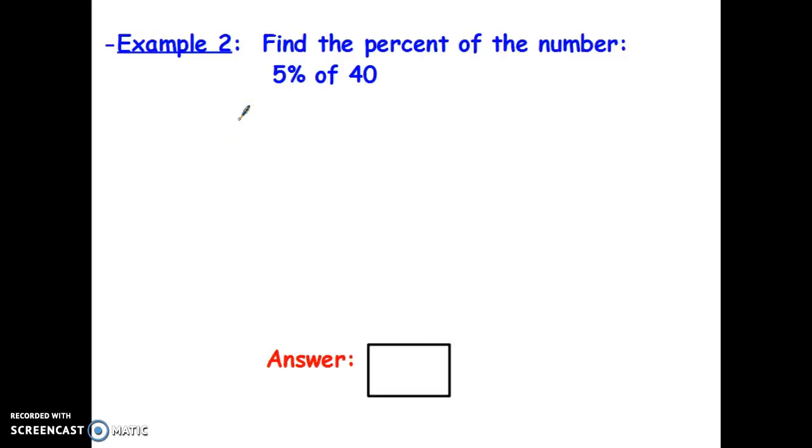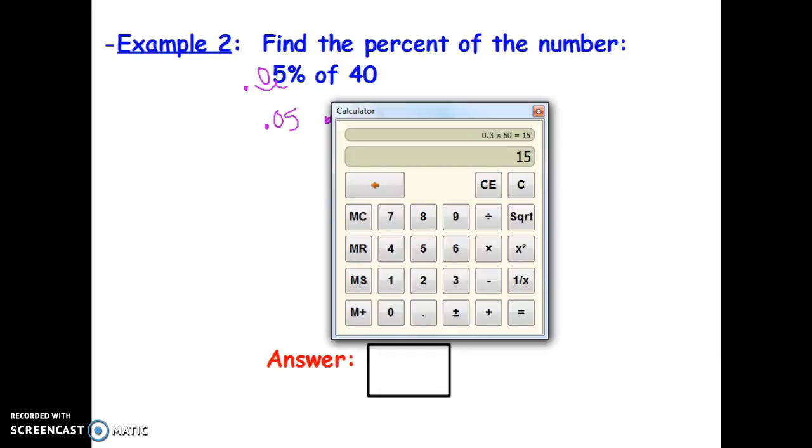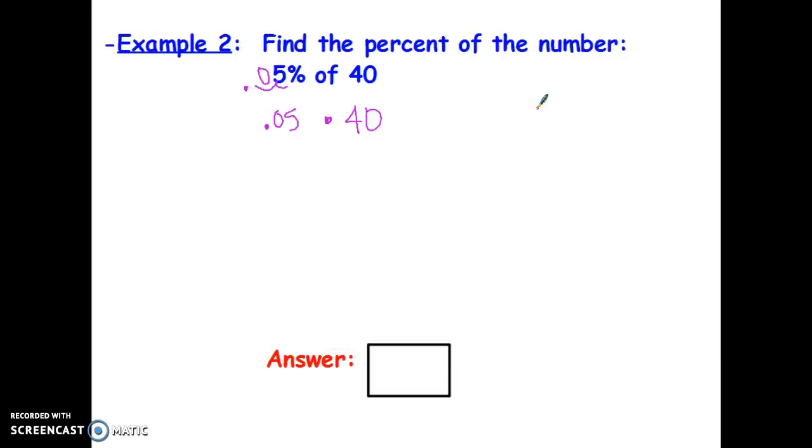Okay, so now we're going to find the percent of a number. 5% of 40. So again, we know "of" means to multiply. 5% we need to change to a decimal. So we move the decimal point 2 places to the left. We fill that gap with a 0. So that becomes 0.05 times 40. And if you multiply 0.05, 5%, times 40, we get 2. So what that tells us is 5% of 40 is equal to 2.